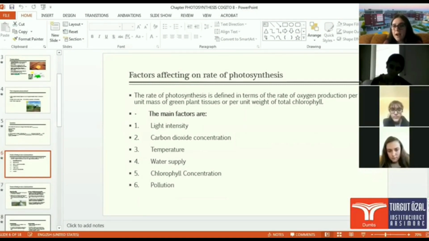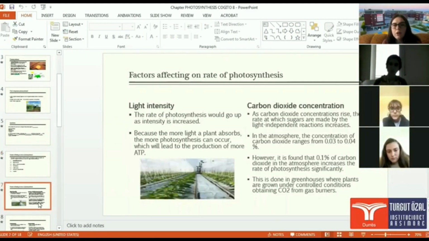Now, which are the factors? We have said that the main factors are light intensity, carbon dioxide concentration, temperature, water supply, chlorophyll concentration, and pollution. Let's remember together now how they can affect the rate of photosynthesis. Light intensity, for example, Sibora, what can you say about light intensity?